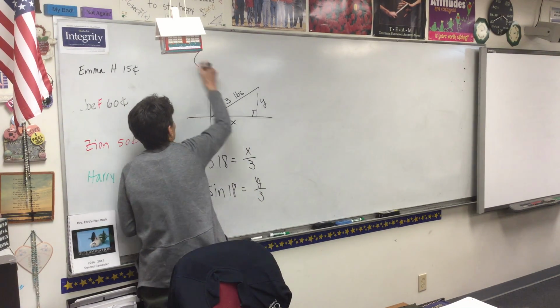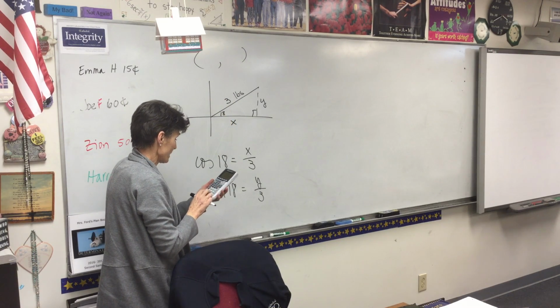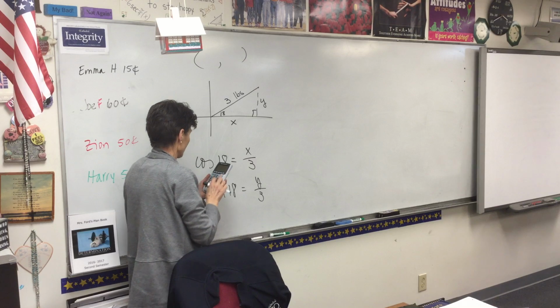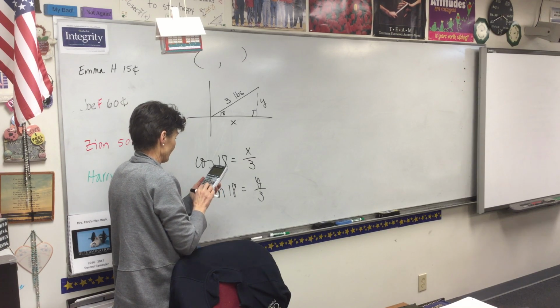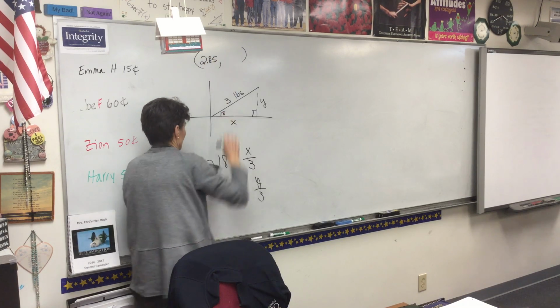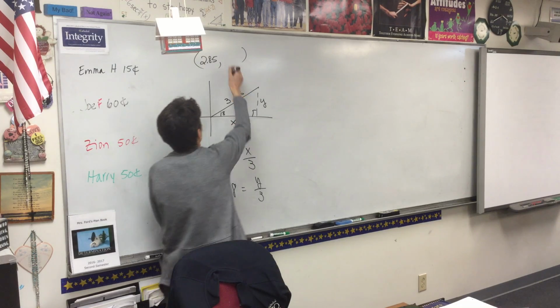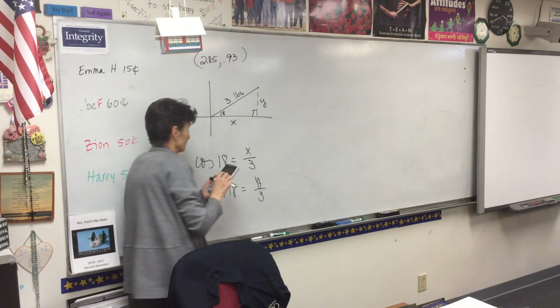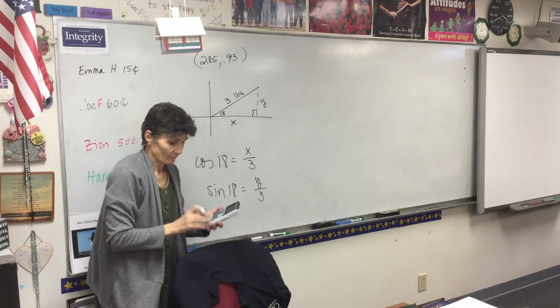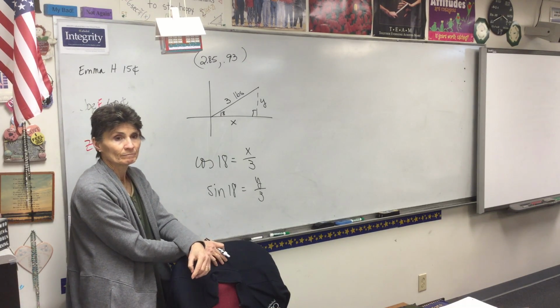All right, so what are my components? Here we go. 3 cosine 18, 2.85. And 3 sine 18, 0.93. Does anybody have a question about that?